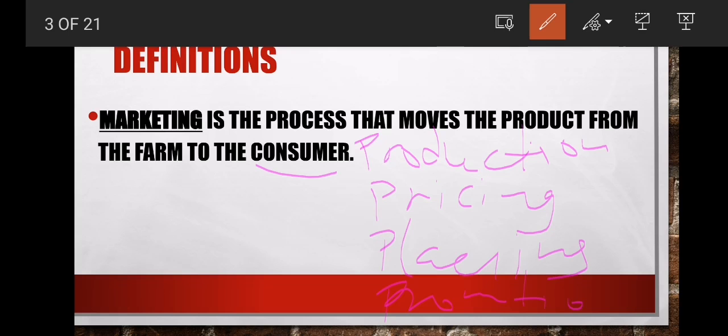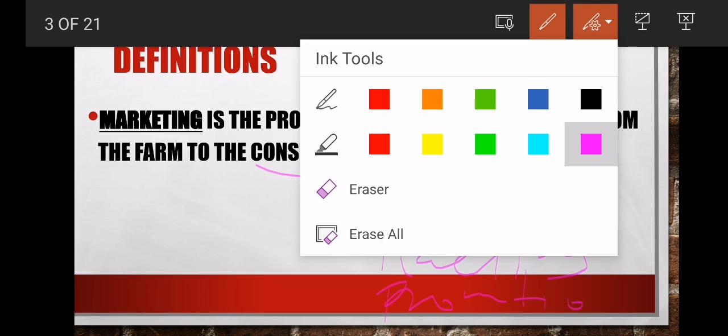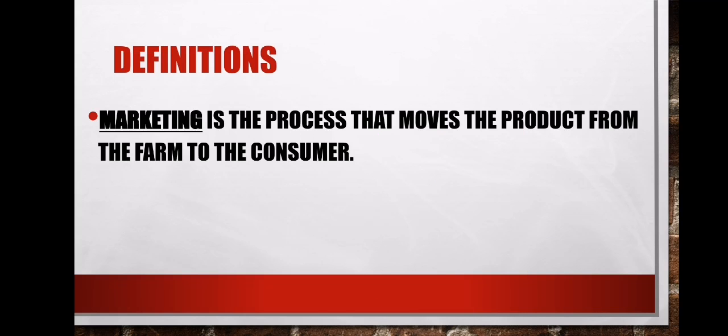And we are saying when we move the product from the farm to the consumer, we have to start by producing the product. We have to set a price for the product. We have to distribute the product to the marketplaces. And we also have to promote the product, whereby we tell people about the product and also try to convince them to buy the product. But we'll get into this one when we look at marketing mix.